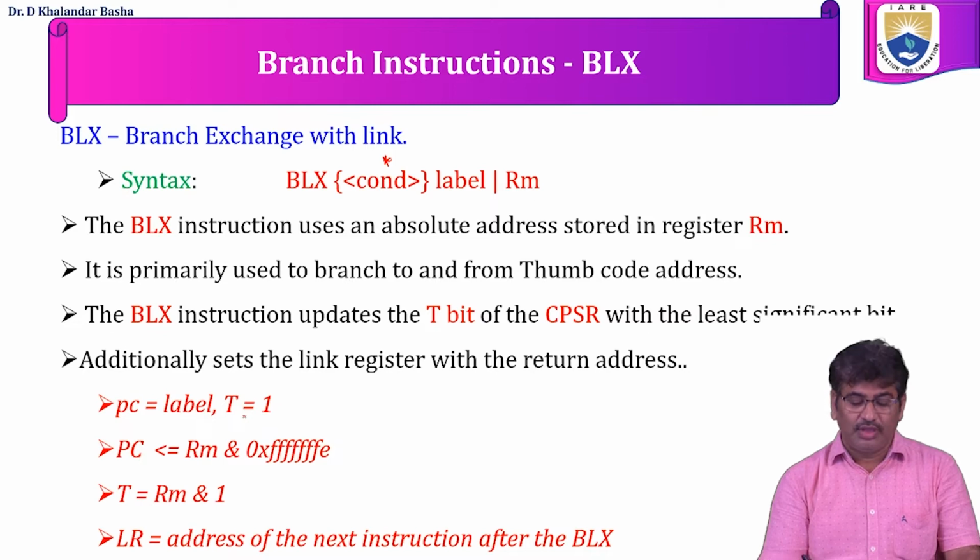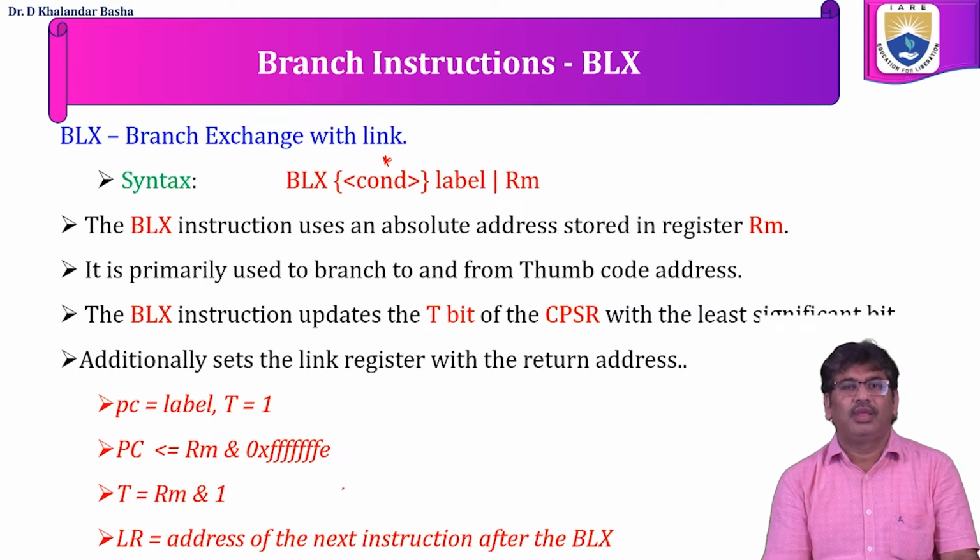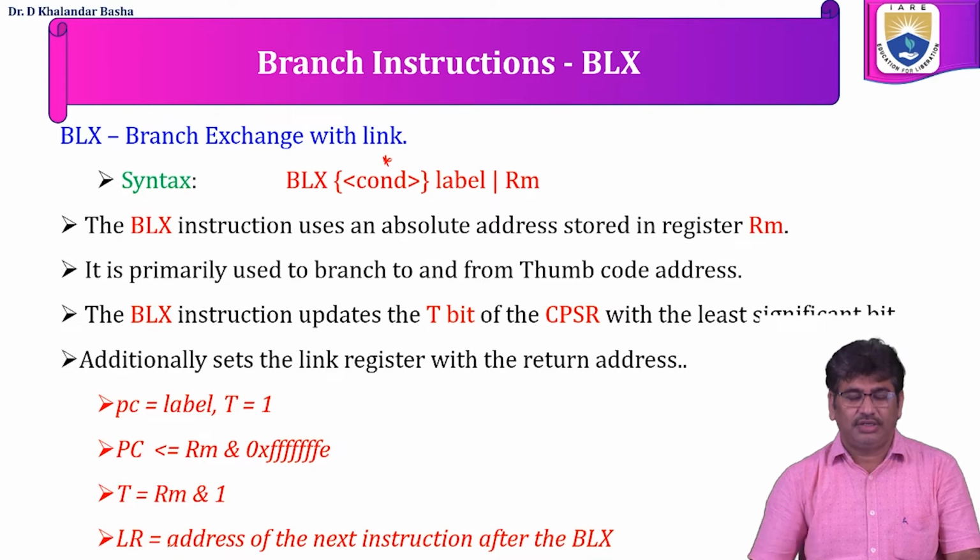The functionality of the BLX instruction: when it is encountered by the ARM processor, the label specified in the instruction will be loaded into PC, and the Thumb bit in CPSR is set to 1. Our PC is loaded with Rm ANDed with 0xFFFFFFFE. Then the Thumb bit is generated as Rm ANDed with 1. The LR register, as it is a link, contains the address of the next instruction after the BLX instruction.